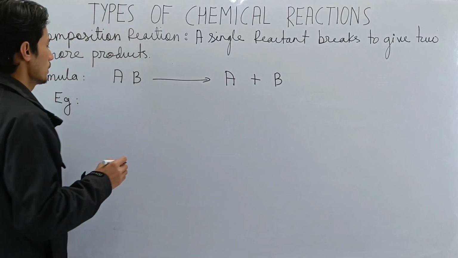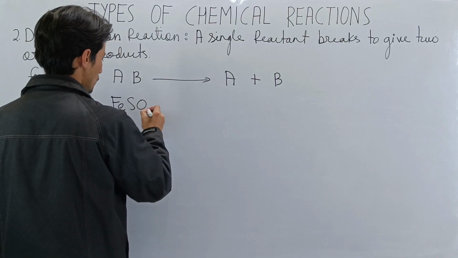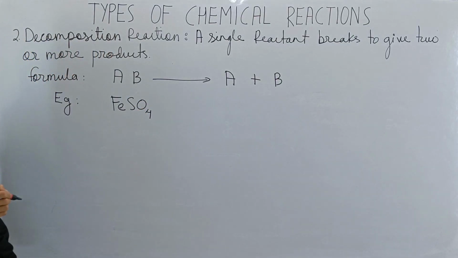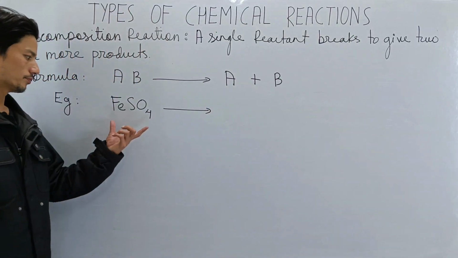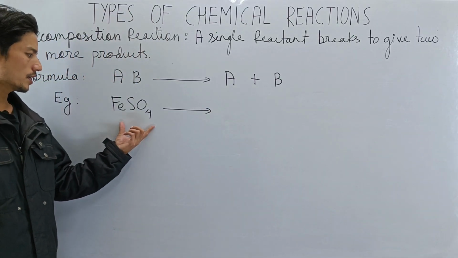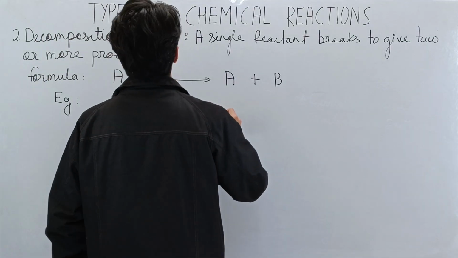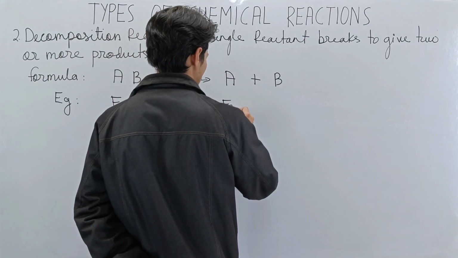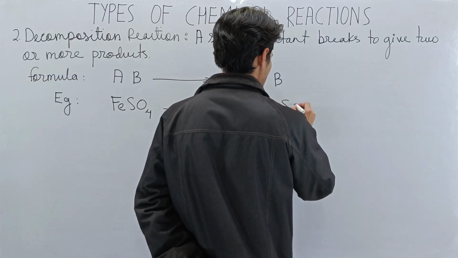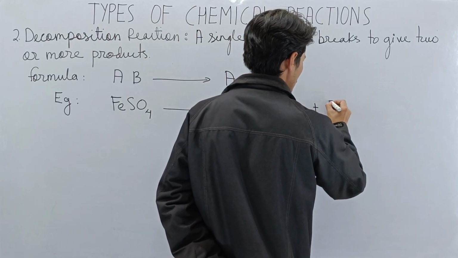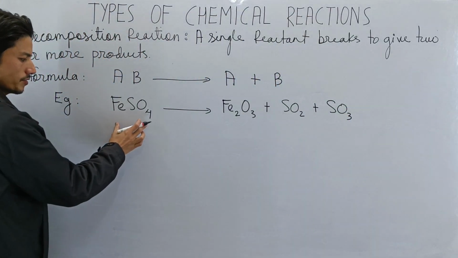Let us take one, which is that of FeSO4, ferric sulfate or iron sulfate. FeSO4 is a compound. This undergoes decomposition reaction to give us ferric oxide, Fe2O3, plus SO2 plus SO3.